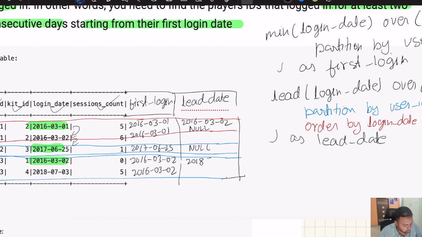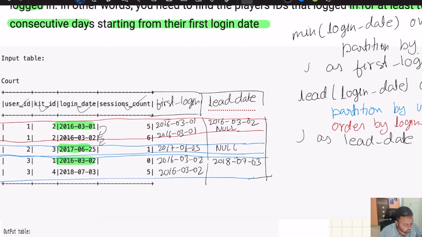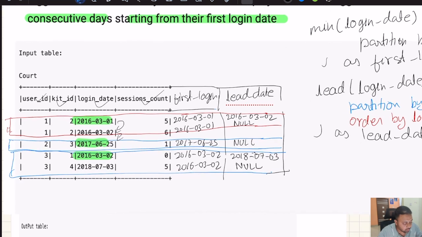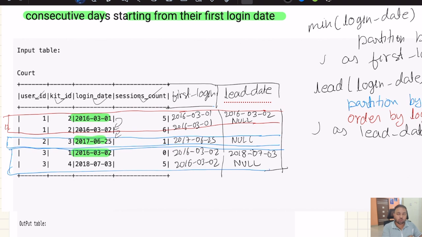2018-07-03, and for this particular row, it has not visited the next time, so it will be null, right? Now what is our goal? We want to find out the user who has visited for the first time and also visited the next day. So if we do lead date minus first login, we will get the result or not.